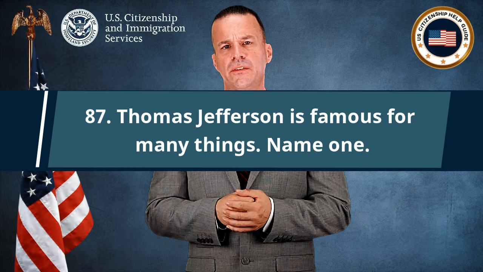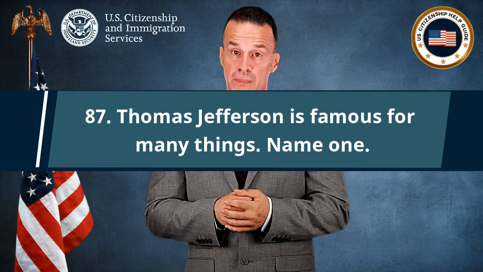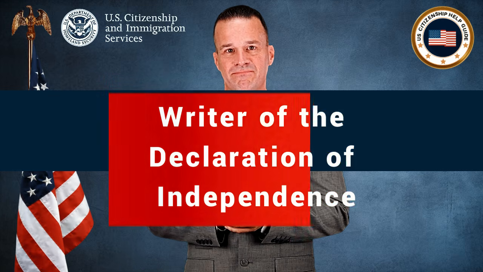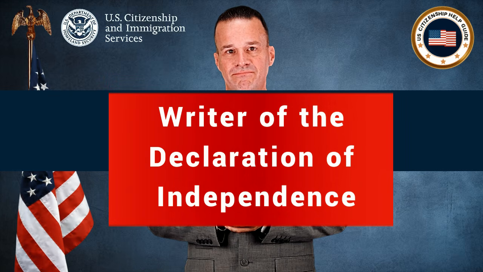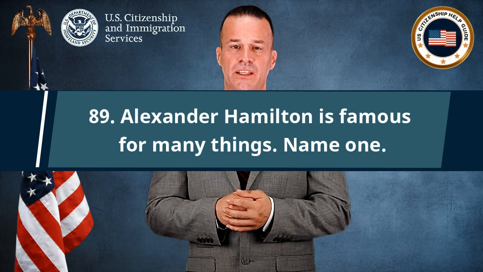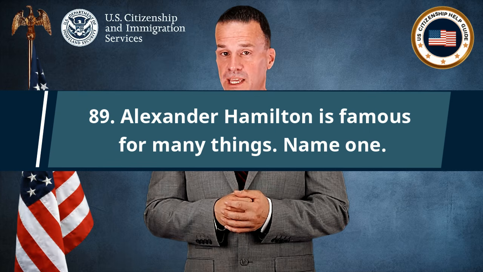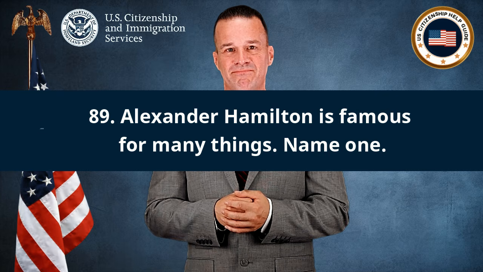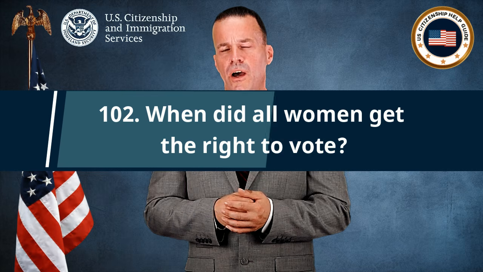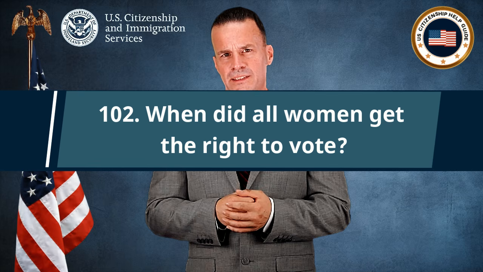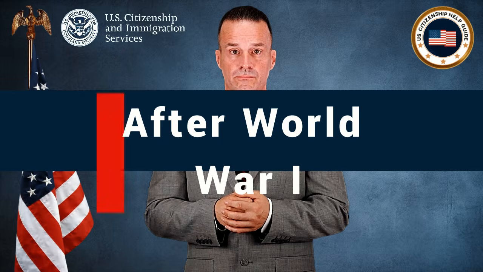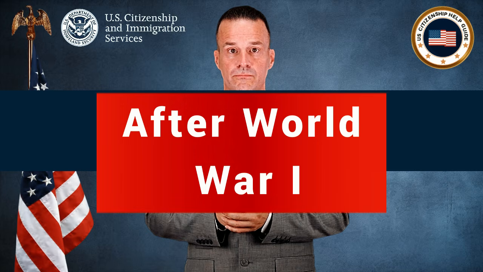87. Thomas Jefferson is famous for many things. Name one. Writer of the Declaration of Independence. 89. Alexander Hamilton is famous for many things. Name one. First Secretary of the Treasury. 102. When did all women get the right to vote? After World War I.